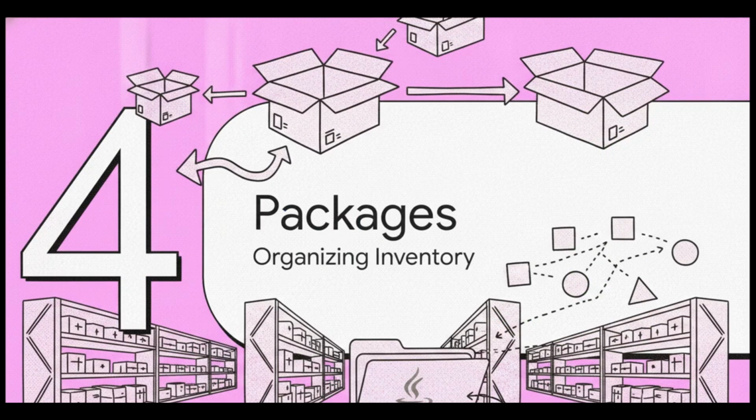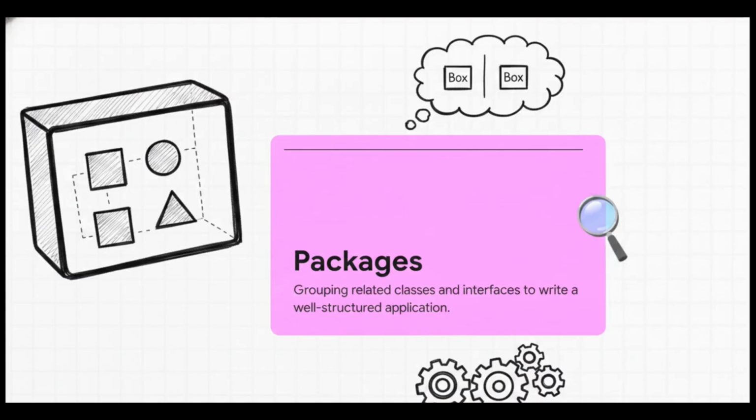Section 4. Packages, organizing your inventory. Now, as our system grows to handle thousands of different items, we need distinct aisles and shelves to prevent absolute chaos. In Java, a package is quite literally a way of grouping those related classes, interfaces, and even sub-packages all together. This is the ultimate tool for writing a genuinely well-structured application.